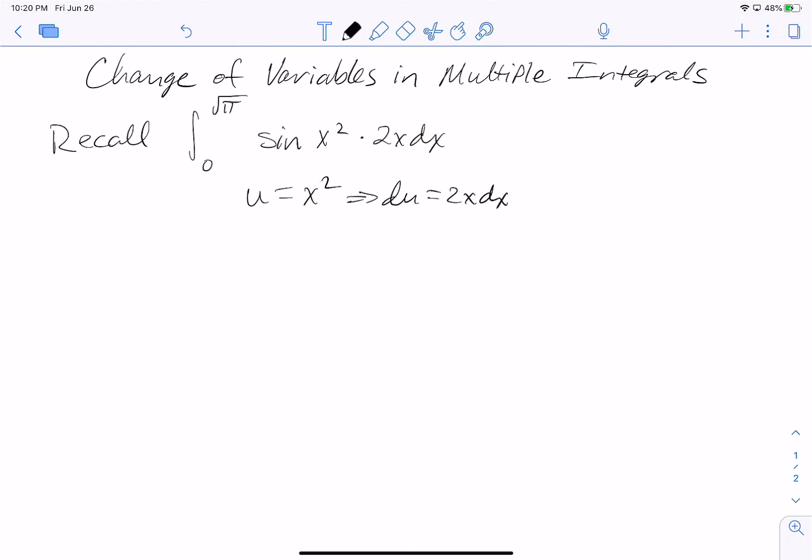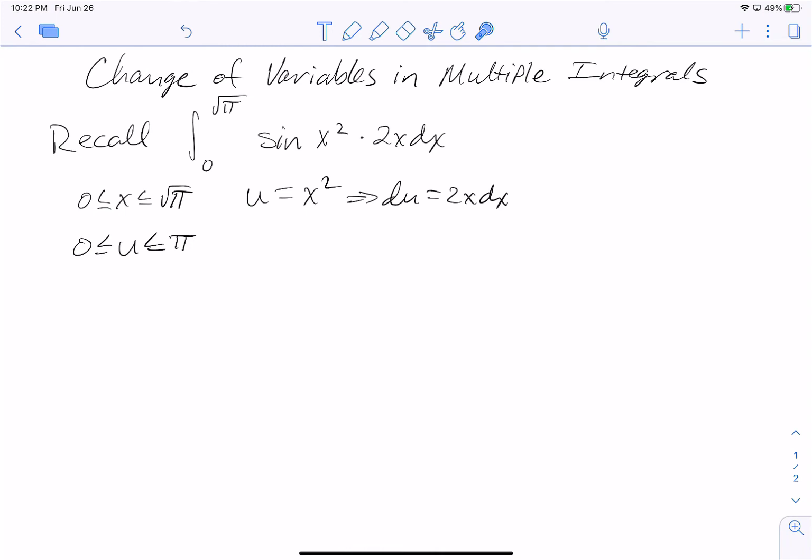The interval changes. Originally, x goes from 0 to the square root of pi, but under the transformation u equals x squared, u would go from 0 to pi. What we've done is we've changed the length of the interval, right? Another way to say that, though, is that we changed the shape of the interval. It's difficult to conceptualize shape when we're talking about a one-dimensional thing, but that's where we're heading in this series of videos.